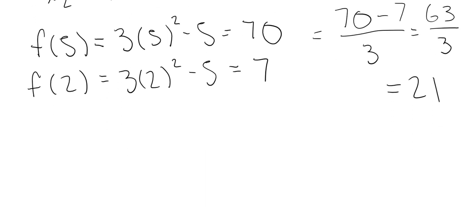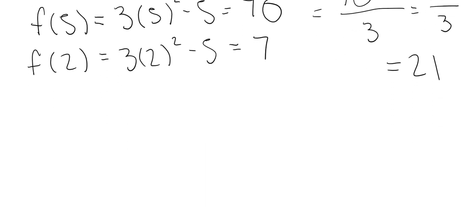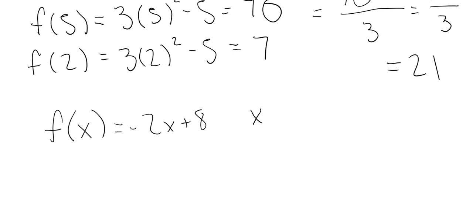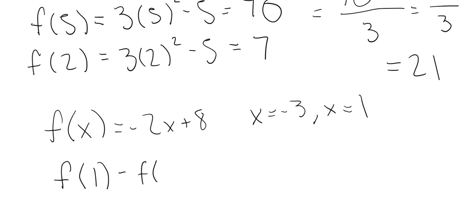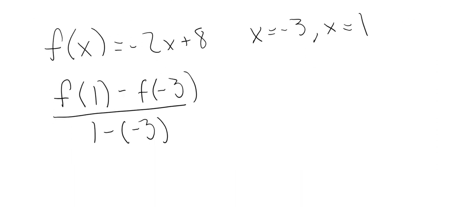Let's do another one since I messed it up. Let me grab another problem. Let's copy this down. We have f of x is equal to negative 2x plus 8. Make sure I write this down correctly, from x equals negative 3 to x equals 1. Okay. So let's jump straight to our setup, right? f of 1 minus f of negative 3 all over 1 minus negative 3. Be careful with the negative signs down there.